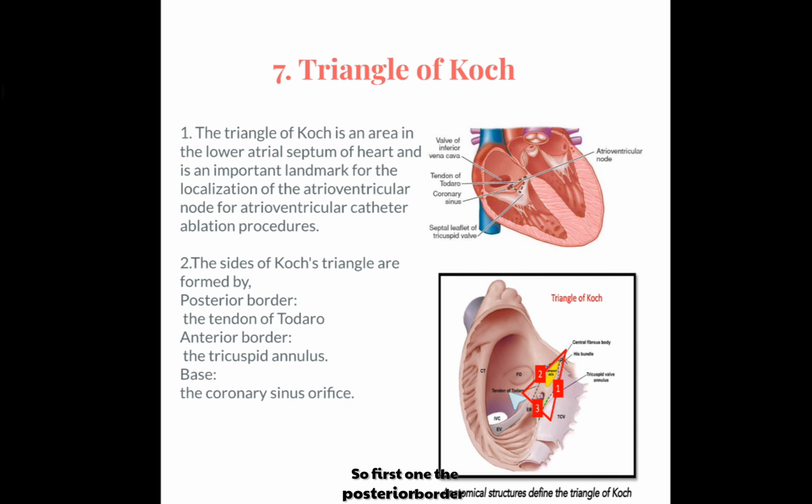First, the posterior border. You can see in this diagram, a magnified version is given here. The posterior border is formed by the tendon of Todaro, and the anterior border is formed by the tricuspid annulus, the tricuspid leaflet. The base is formed by the coronary sinus orifice, which is below here. So these are the borders of the triangle of Koch, a triangular space in the lower atrial septum, important in the localization of the atrioventricular node.